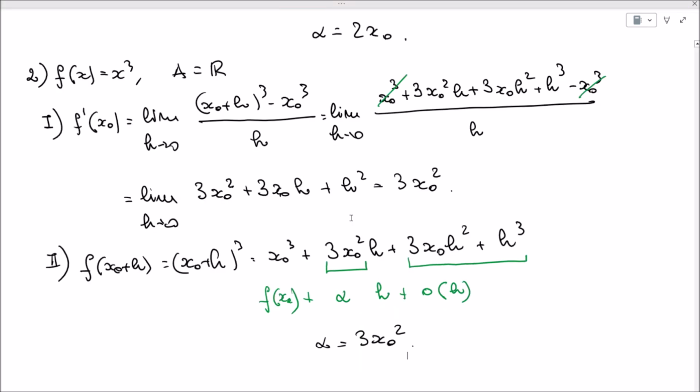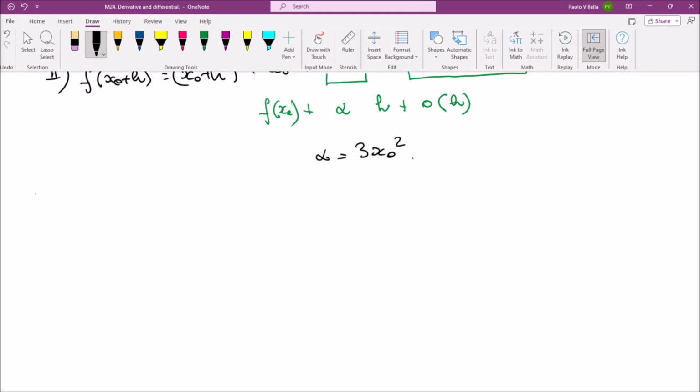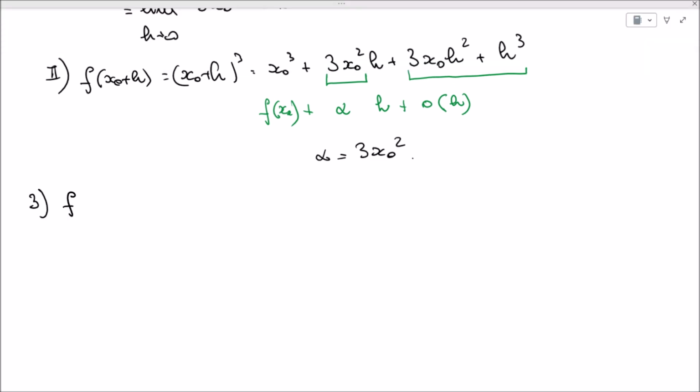Okay. Maybe a little bit more interesting would be the derivative of e to the x.